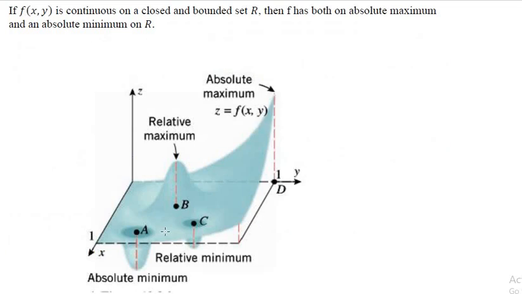So from the figure, a surface is shown here. Now we can see that the point B corresponds to the relative maximum point and the point D corresponds to the absolute maximum point. In a similar way, the point C corresponds to the relative minimum and the point A corresponds to the absolute minimum.